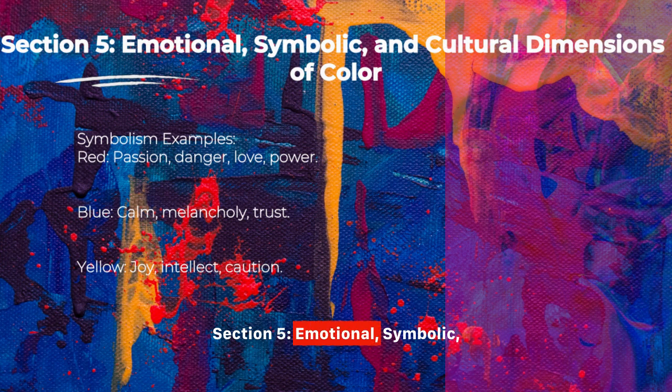Section 5. Emotional, symbolic, and cultural dimensions of color. Symbolism examples. Red: passion, danger, love, power. Blue: calm, melancholy, trust. Yellow: joy, intellect, caution. Green: growth, envy, balance.